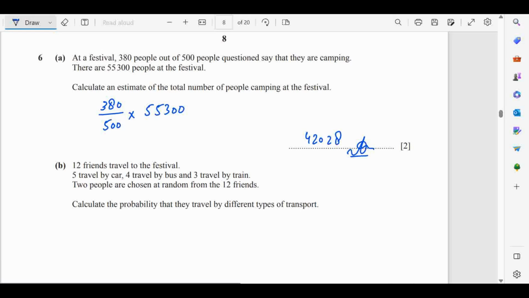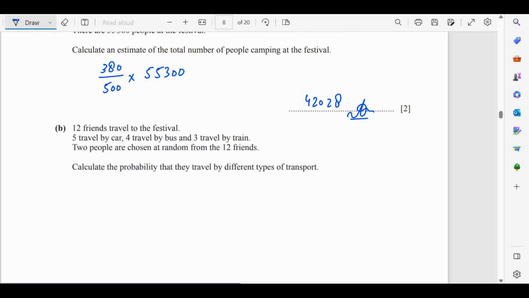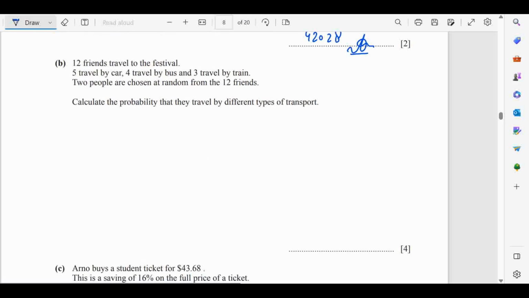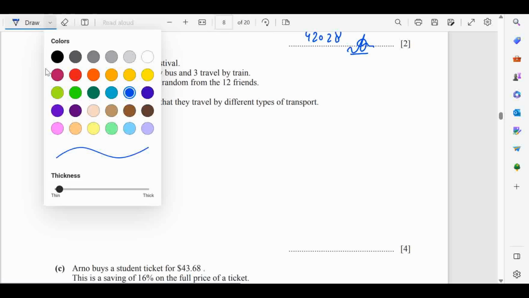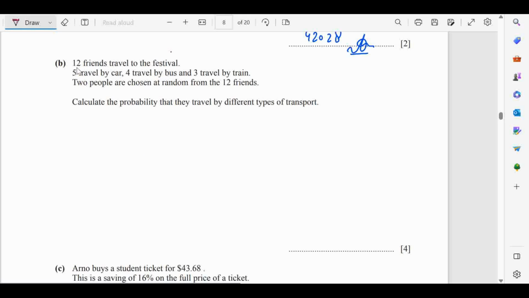Let's move to part B. In part B, 12 friends travel to the festival. 5 travel by car, 4 travel by bus and 3 travel by train. The total number of friends is 12. Two people are chosen at random from the 12 friends. Calculate the probability that they travel by different types of transport.